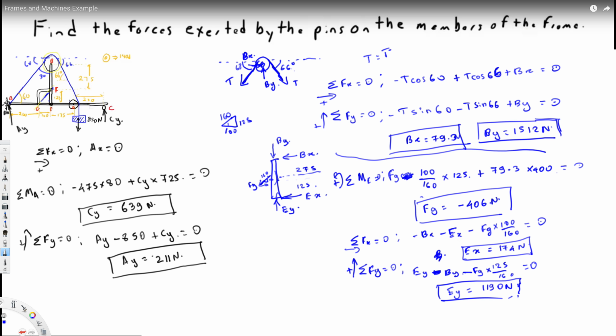So we found ax, we found bx, by, we found ex, ey, we found fg. We have to find the d components, so dx, dy. So I have to separate this one, so let's separate this picture right here. Let's draw this with a red color. Okay, here we go.